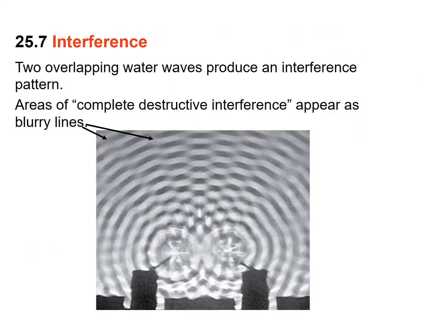So here's a still photo of a ripple tank with two point sources, and you can definitely see the interference pattern. Those fuzzy areas are where complete destructive interference is occurring, and then the darker and lighter in between is where constructive interference is occurring.